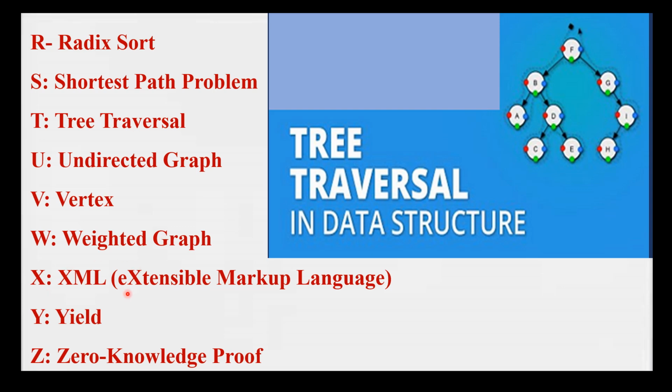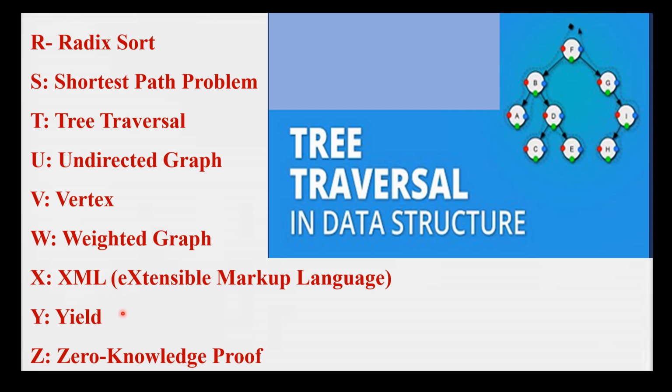Then X stands for XML or the extensible markup language, which is a markup language that defines a set of rules for encoding documents in a way that is both human readable and machine readable. Basically, this XML is widely used to store and transfer data, particularly on the web. For example, an RSS feed, an Atom feed, or an XML file describing a web page structure and content.